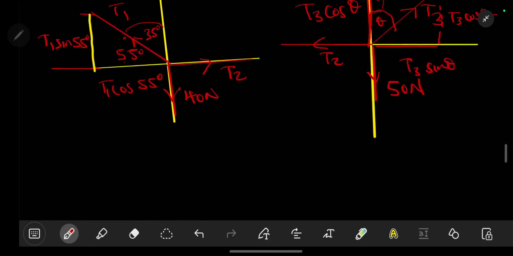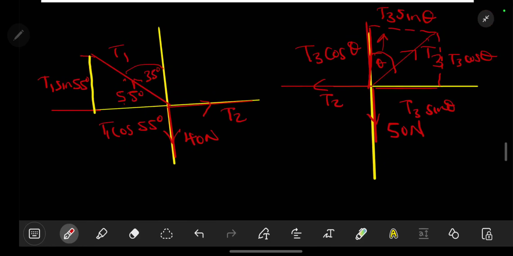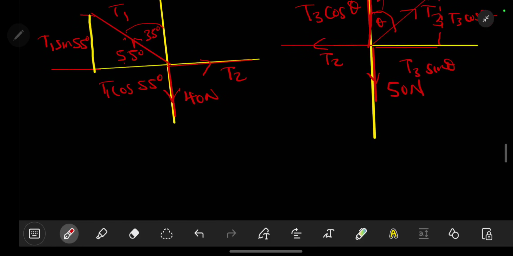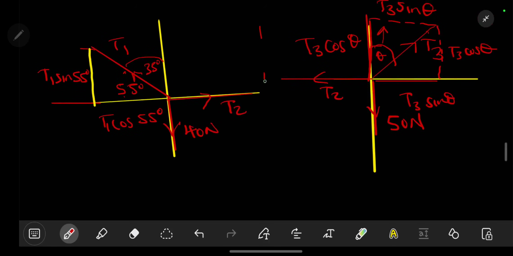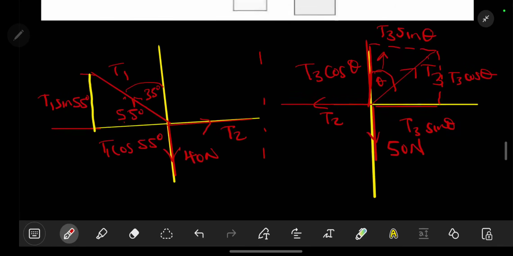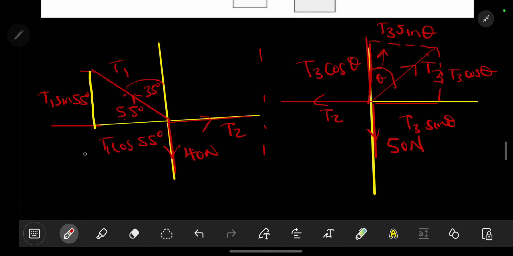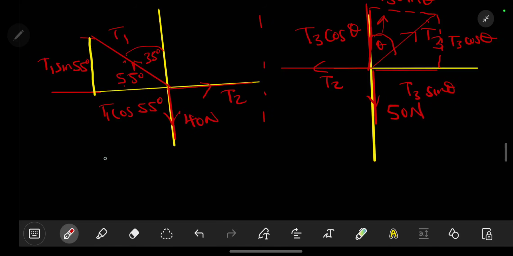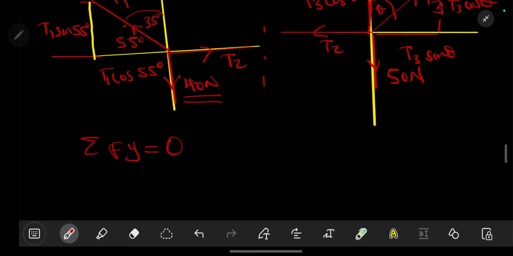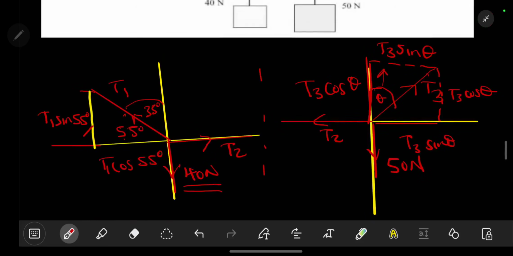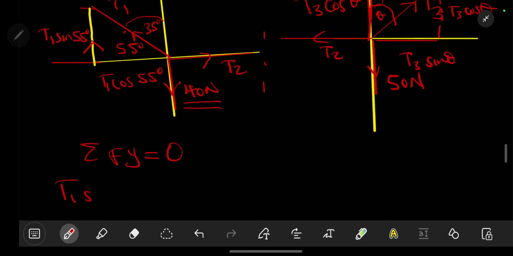So now let's see how much we can answer with this one. Let's say summation of forces in the y direction. Let's begin with the y, since we have a force already. The summation of forces in the y direction is equal to 0. The force going up for this isolated system shall be our t1 sine of our 55 degrees, like that.